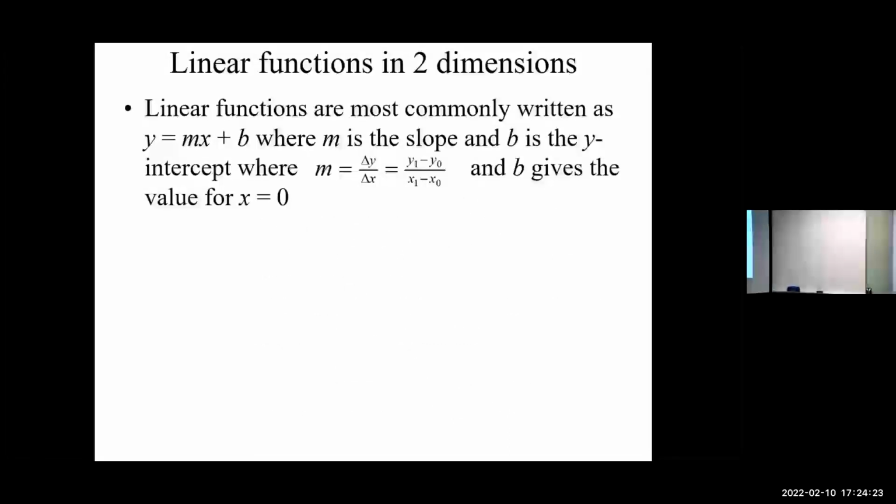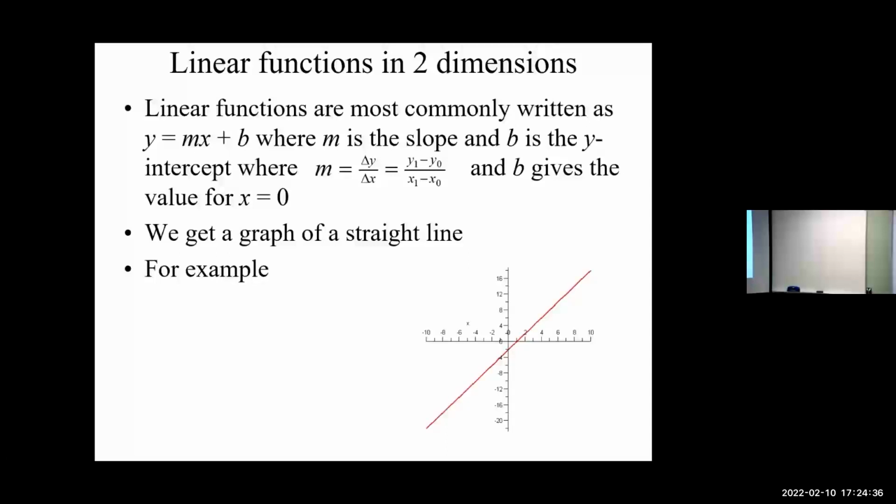Okay, changing gears a little bit. Linear functions. This is old stuff. In 2D, we've got a slope, change in y over change in x, right? And b gives the y-intercept, and we get the graph of a straight line. So now we need to expand this into 3D.